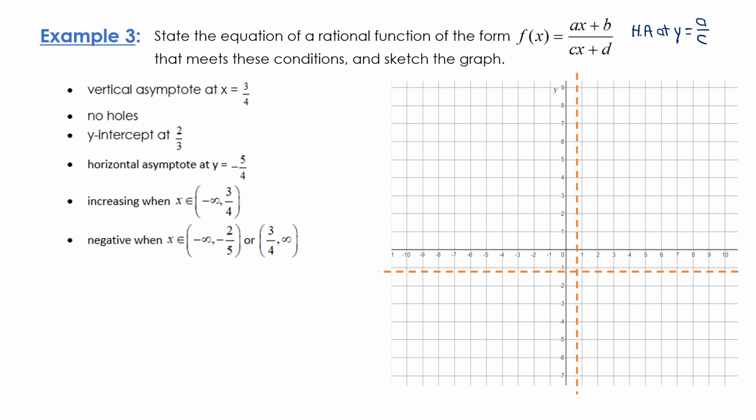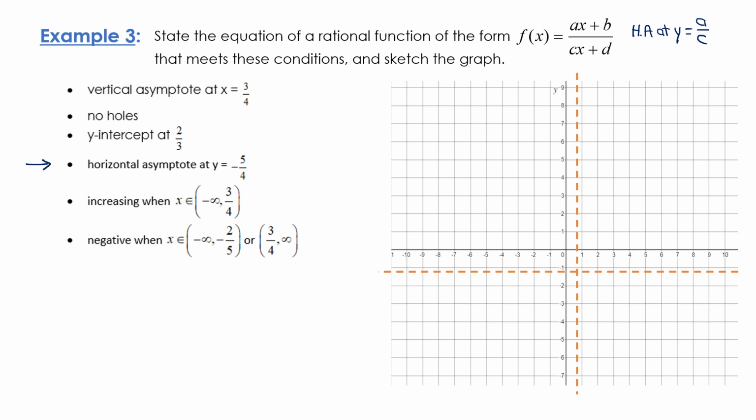But I have that clue over in the bullets. This bullet right here tells me I have a horizontal asymptote at negative 5 over 4. So that could be that a is 5 and c is 4. We would have to figure out which one is negative, but there could also be some factoring in there. So we have a few other clues we still have to figure out.